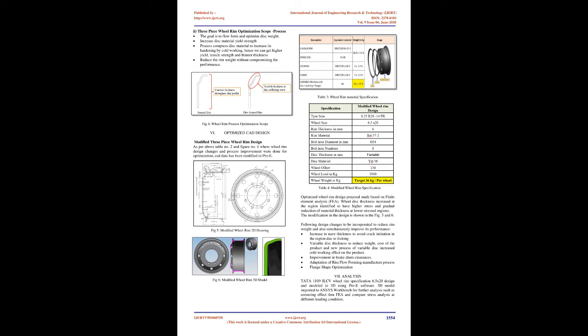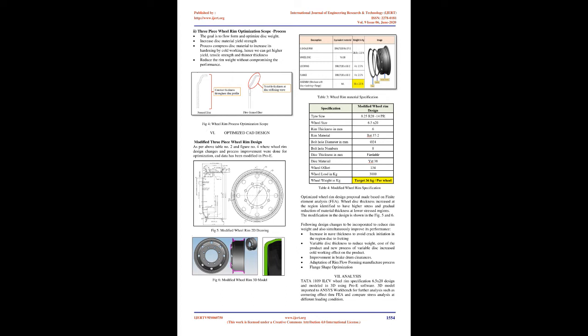2. 3-piece wheel rim optimization scope process. The goal is to flow form and optimize disc weight and increase disc material yield strength. Process: compress disc material to increase its hardening by cold working, hence we can get higher yield strength, tensile strength, and thinner thickness. Reduce the rim weight without compromising the performance.